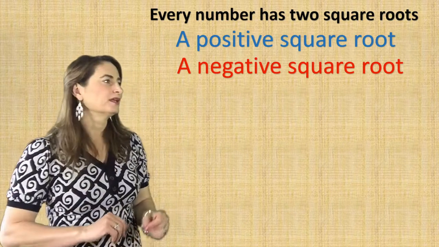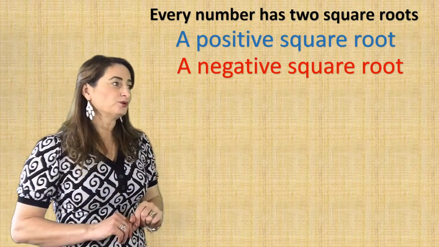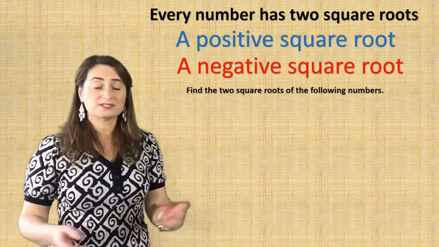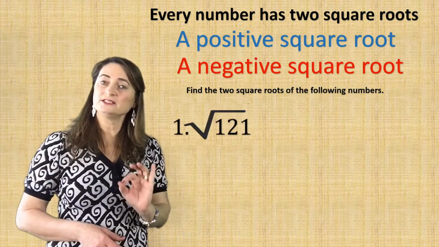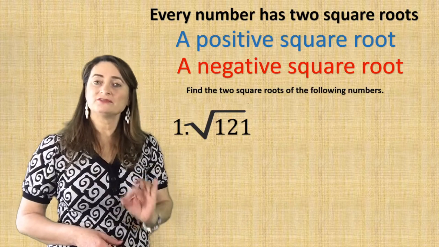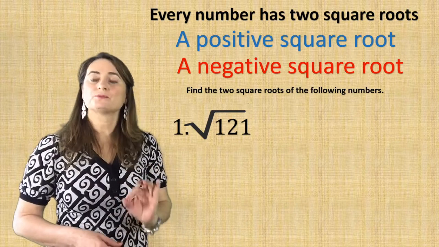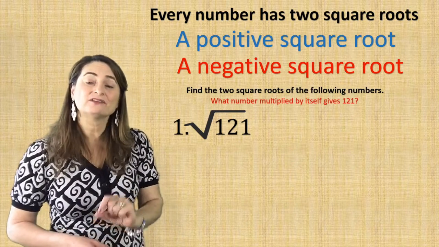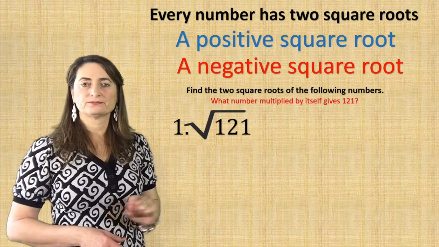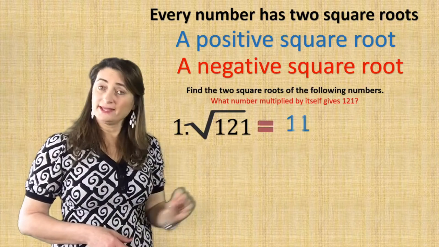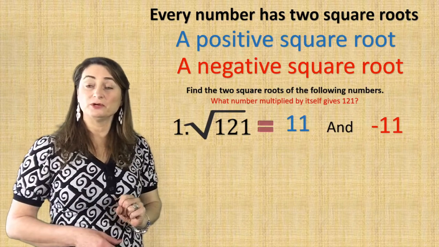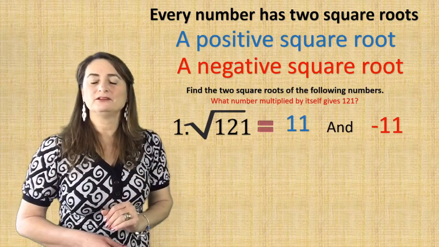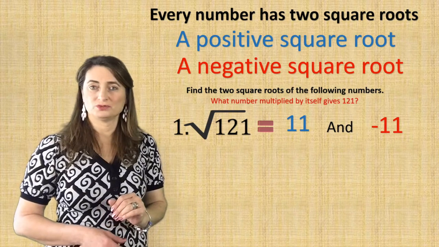You got it. Find the 2 square roots of the following numbers. Here's the first number, the square root of 121. To find the square root, always ask yourself the question, what number multiplied by itself gives me 121? It's 11 and negative 11, because 11 times 11 is 121, and negative 11 times negative 11 is also 121.